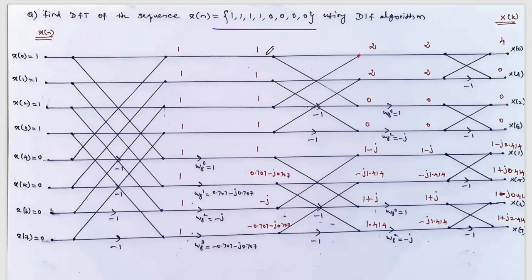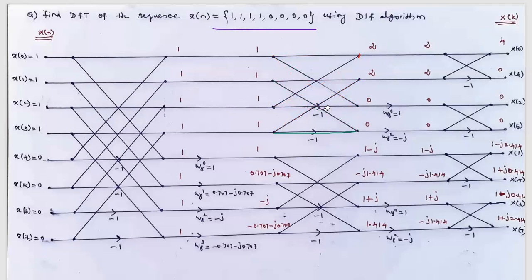Similarly, we have to find the output of the second stage. Here 1, 1, so 1 plus 1 is 2. Similarly here 1, 1, so 1 plus 1 is 2. In the third line, 1 multiplied with minus 1. Here I'm changing the color. Here 1, and here 1 multiplied with minus 1, so minus 1. So 1 minus 1 is 0. Similarly, 1 multiplied with minus 1, so 1 minus 1 is 0. So 2, 2, 0, 0.